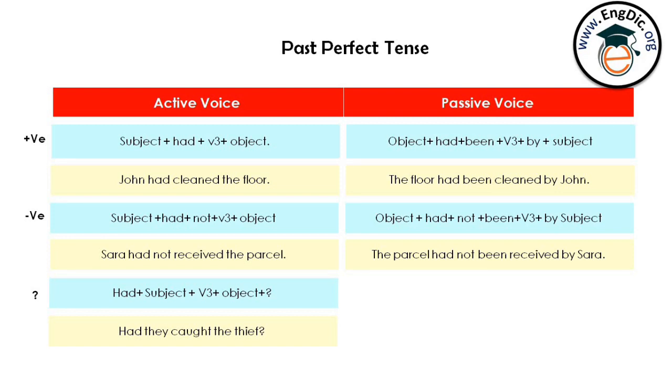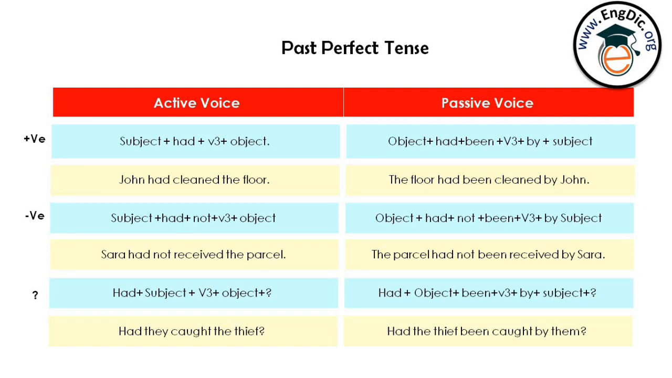And the passive voice is: we have to put had, the object, been, third form of verb, by, subject, and then the question mark. The sentence has changed to, had the thief been caught by them? We have put had, then the object, the thief, then been, then the third form of catch is caught, and then by, and the subject, them, and then the question mark.